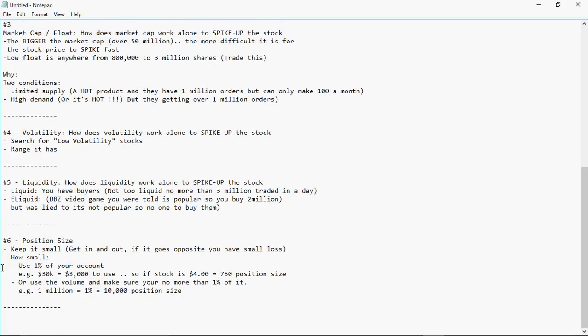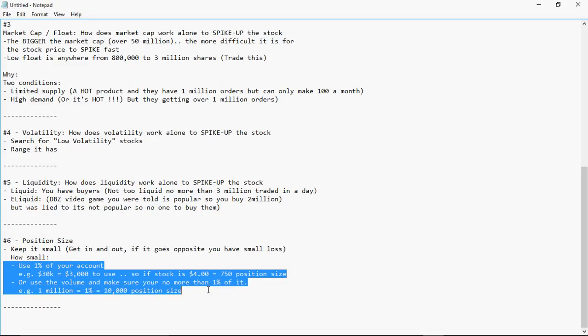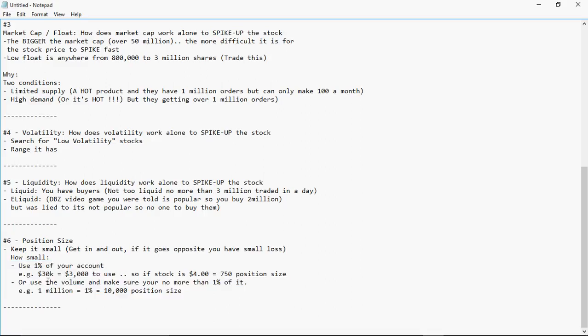For the rules, obey these rules. Okay. Either one. Use 1% of your account. And I'll give you an example: if it's 30K, you will only be using 3,000. If the stock is $4, your position size is only 700, 750. A lot of beginners look at that and say, hey, you can't make much money off of that. Oh yes, you can.